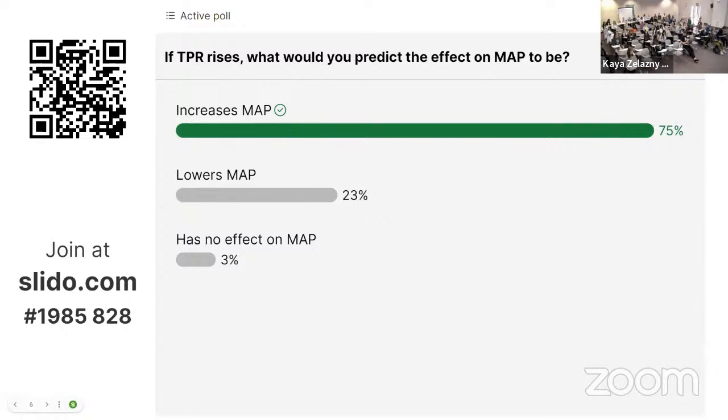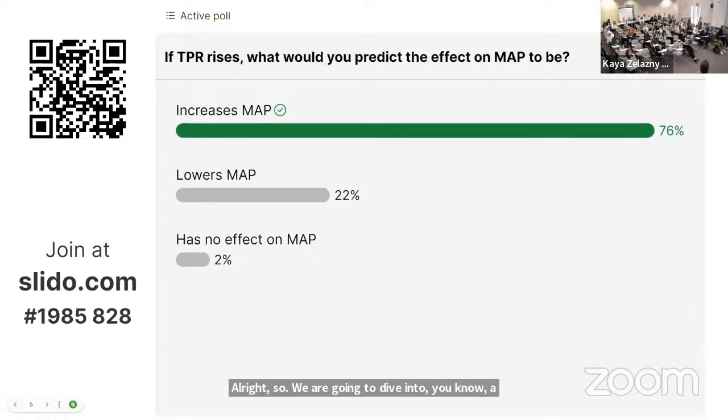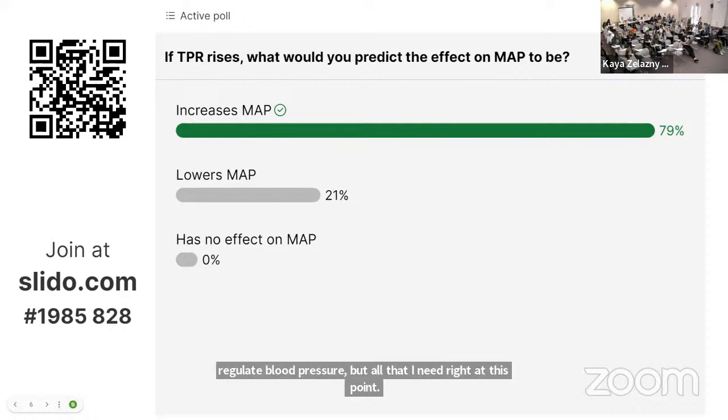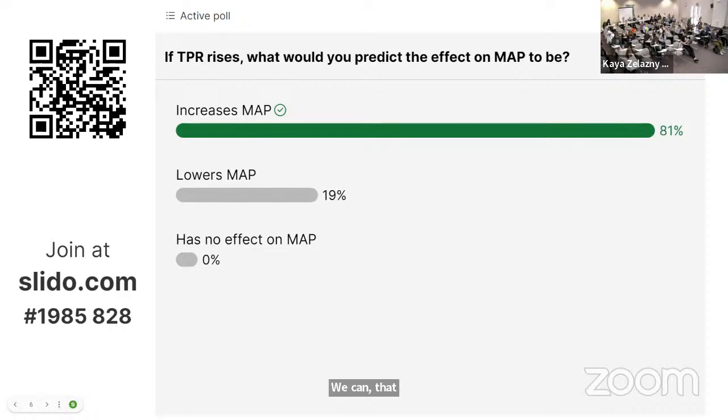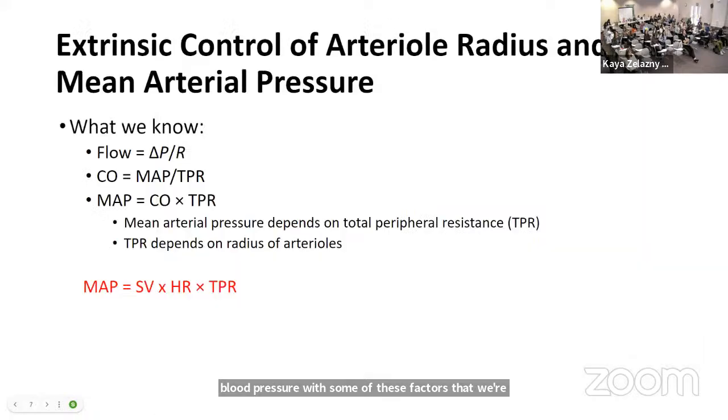All right, so we are going to dive into a whole chunk of information about how we regulate blood pressure, but already at this point we can reshape that equation that we've set up into an equation that shows us how we might be affecting the blood pressure with some of these factors that we're changing, like resistance in the arterioles. So that's what's on the next slide.